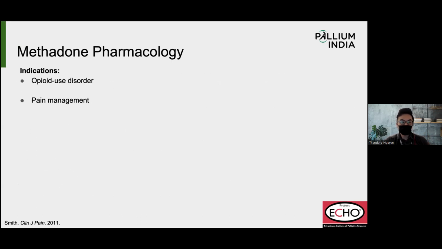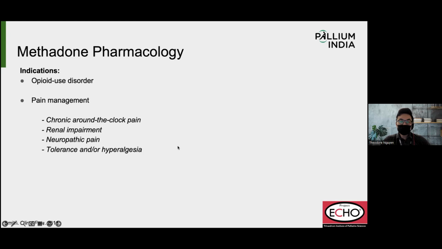So when we talk about methadone and what it can be used for, there are a few indications that it's typically used for. One use is for opioid use disorder. This is commonly used, and it was actually one of the primary initial uses in the US. But because of the nature of it being an opioid medication, it can also be used for pain management. And typically when we think of using methadone for pain, we think about using it for chronic, around the clock pain, and it also has utility in patients with renal impairments. It is also very effective for targeting neuropathic pain, and it has additional benefits for patients that may be experiencing high tolerance or hyperalgesia.